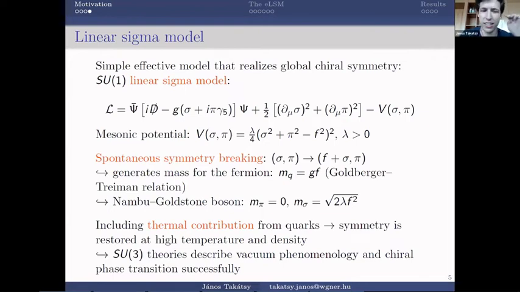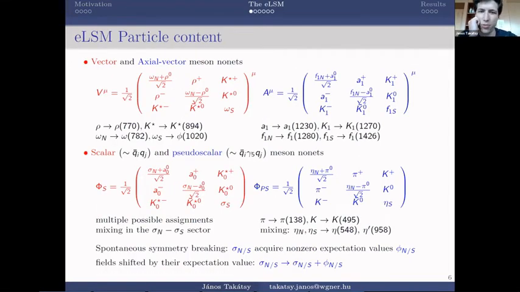So now let me move on to our model, which is the extended linear sigma model, and this is an SU(3) model, so with three quark degrees of freedom. So instead of having only a single scalar and a pseudoscalar meson, we have here the complete nonets of scalar and pseudoscalar mesons, but in addition, we also have the axial and vector meson nonets as well.